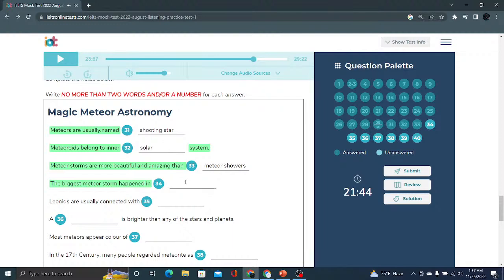Okay, the answer would be 1833. She was asking when the biggest meteor storm was, and the man was replying that according to records, in 1833, a storm of 60,000 meteors an hour shocked the world. So that's why the answer would be 1833.